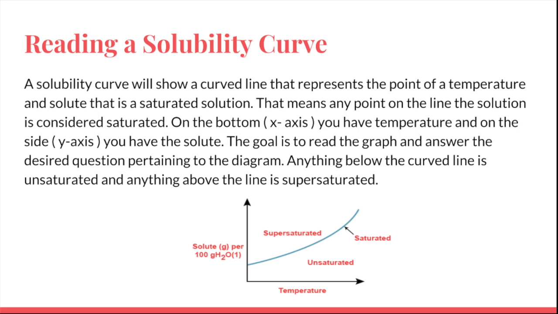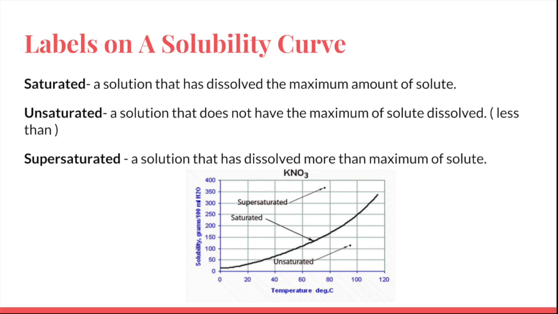On the bottom, the x-axis, you would have temperature, and on the side, the y-axis, you would have the solute. The goal is to read the graph and answer the desired questions pertaining to the diagram. Anything below the curve is unsaturated. Anything above the line is supersaturated. The labels on the diagram are saturated, supersaturated, and unsaturated.